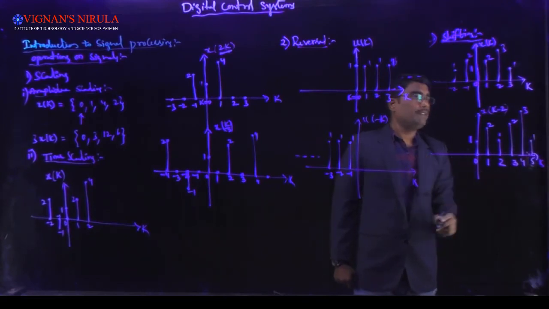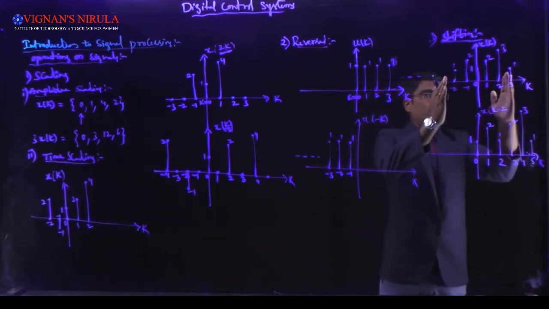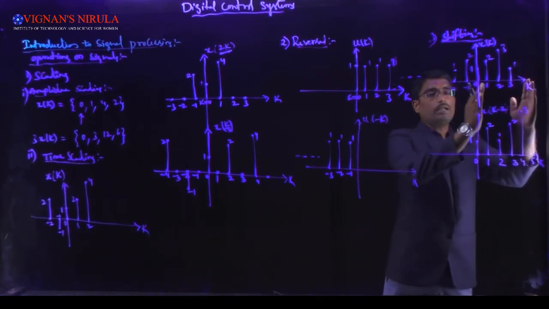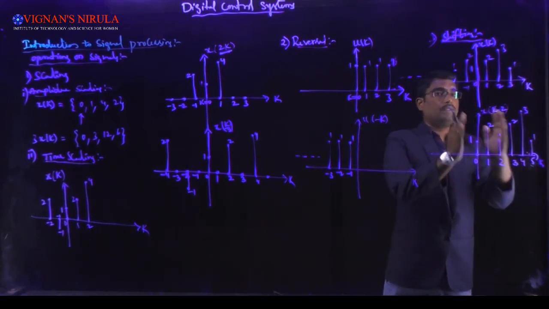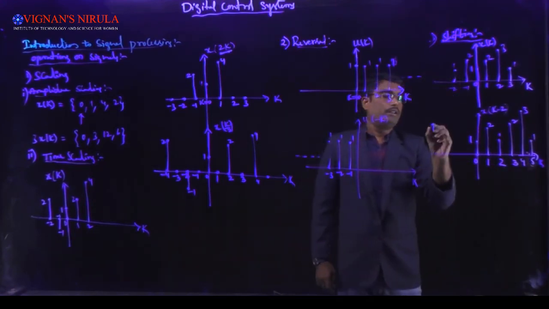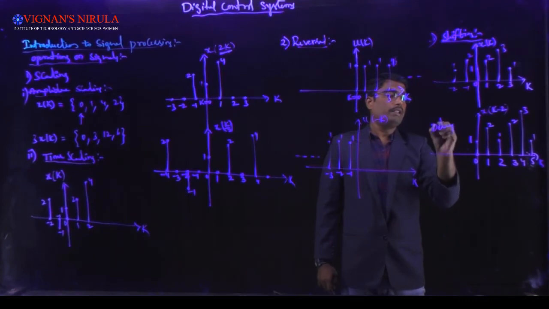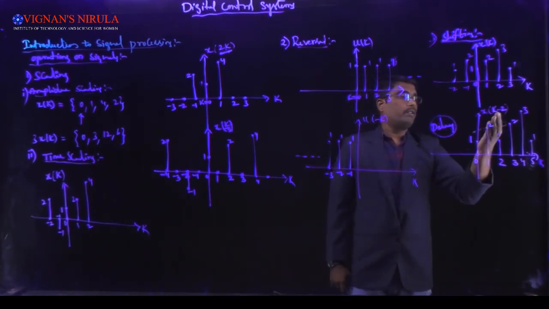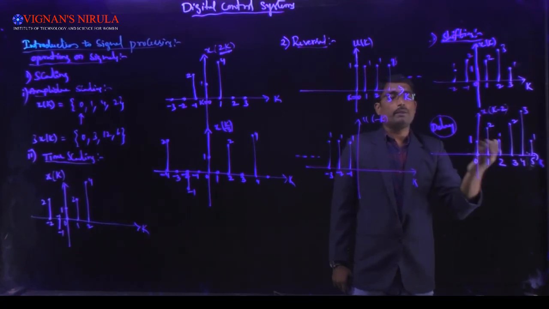Simply, you are shifting this total signal by 2 samples. So this signal comes over here. This is said to be delaying the signal. If you take x of k minus 3, then it will be delayed by 3 samples, like that.